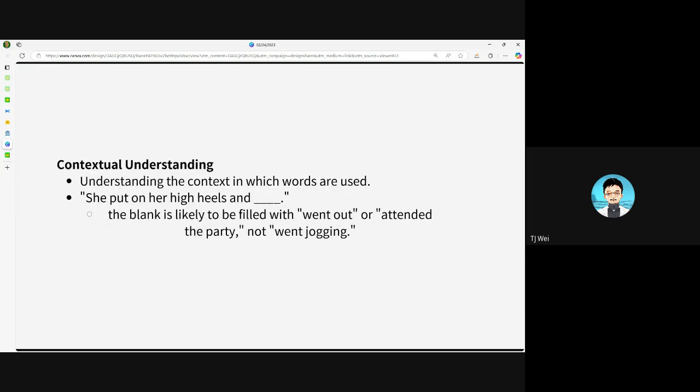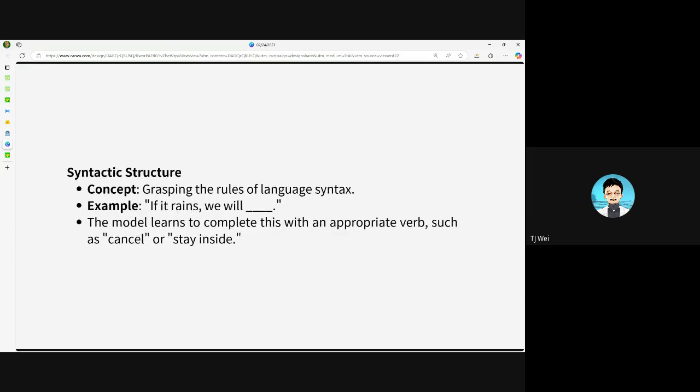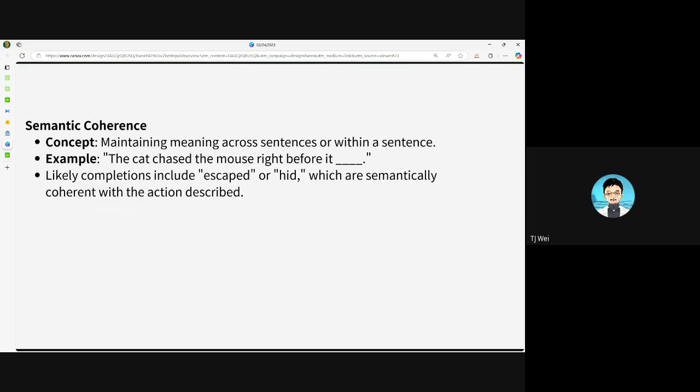So here are just two examples: contextual understanding and the syntax structure. So another thing that can be learned is grammar, the syntax structure. It can also learn that. Otherwise it would be very hard. Even though auto complete sounds like a very low-level thing, it actually must learn a lot of impressive things. Another thing is semantic coherence. It means maintaining the meanings across the sentence or within a sentence. Another way to say it is the consistency of the things.